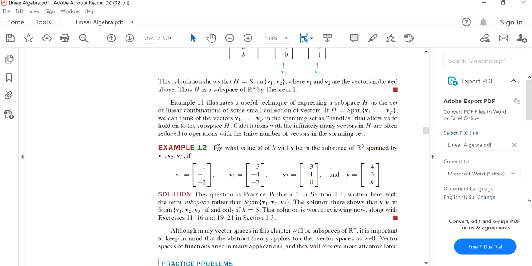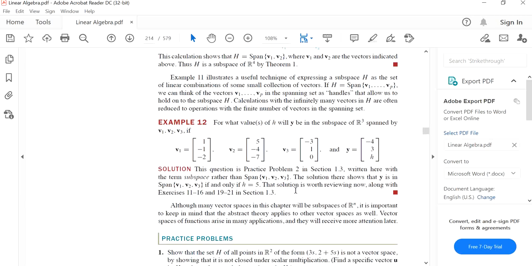For example 12, for what values of h will y be in the subspace of R3 spanned by v1, v2 and v3? So basically you have v1, v2 and v3 here. The solution there is that y is in the subspace only if h is 5. The solution is worth reviewing, but let's look at this in another manner.